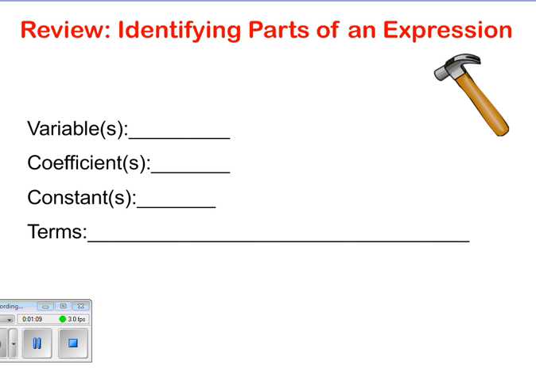Another thing that we did in class today, we learned how to identify parts of an expression. So in this expression, negative 6x plus 17, the variable here is x. That is the letter or symbol that represents a number. The coefficient is the number in front of the variable, and that is going to be negative 6 because that is the number right in front of the variable x.